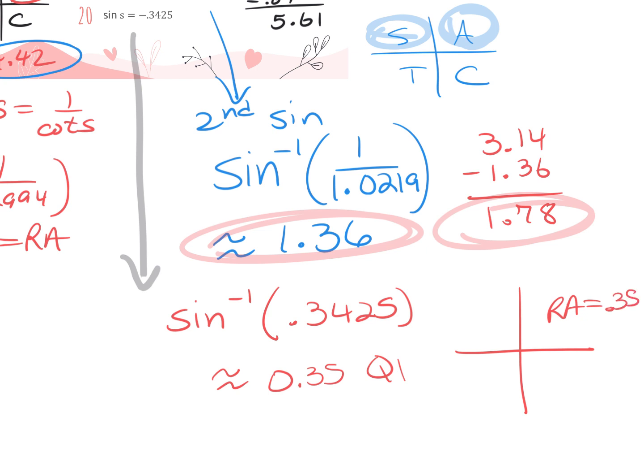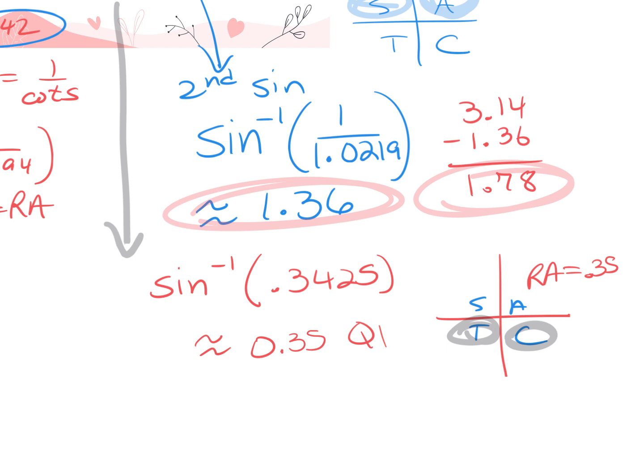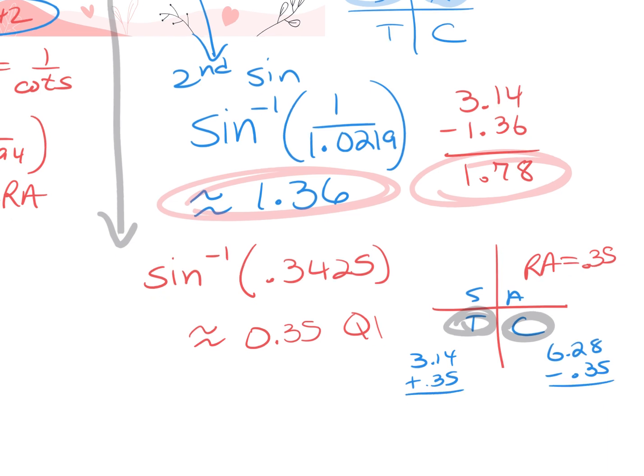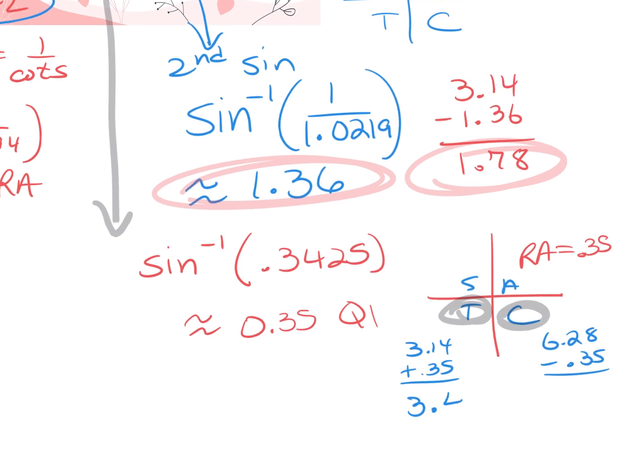Now, this is not one of my answers because I need to do my All Students Take Calculus. I need to figure out where sine is negative, and sine is negative here and here. So I needed that reference angle to do 3.14 plus 0.35, and then 2 pi, 6.28, minus 0.35. So my two answers to this problem are 3.49 and 5.93. So those would be my two angles using the reference angle that I got from my calculator.